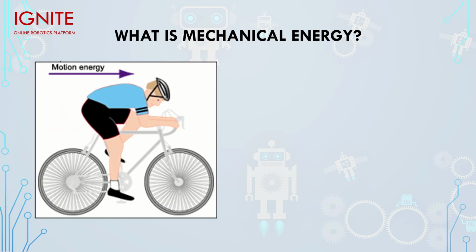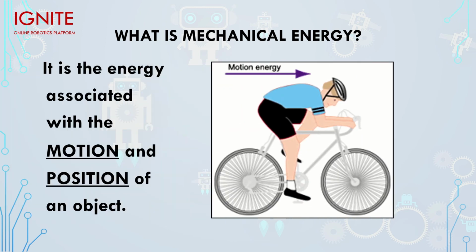So it's like driving a cycle. Here the motion is the moving of the cycle, so the cycle is having mechanical energy. Now what is position? Here position means at what height you are from the ground. So that is called position, because as the height increases, the mechanical energy of the body increases.